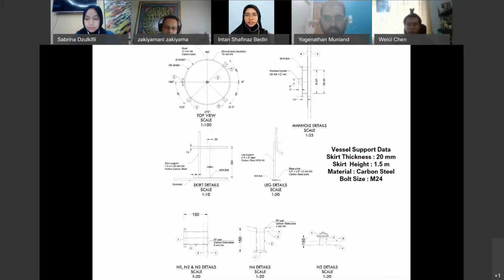Next. So these are the details of the flash column. The support used for the tank is the skirt support. The support height is 1.5 meter with 20 millimeter thickness, and the manhole size is 24 inch.